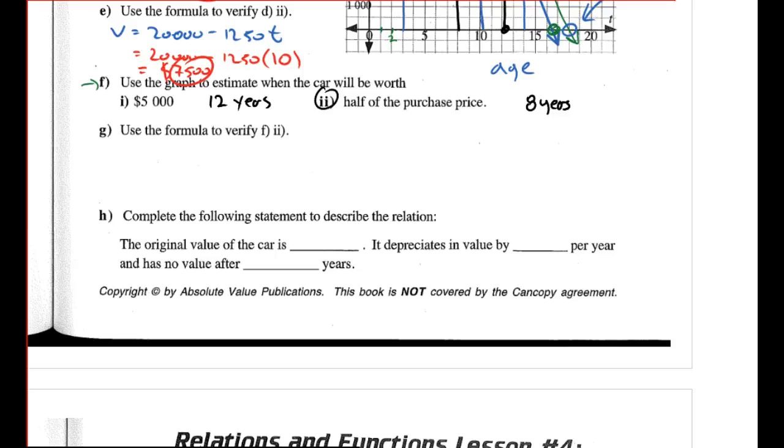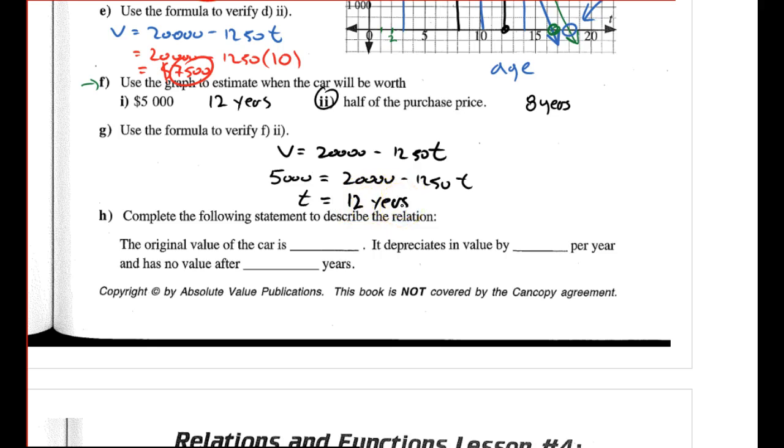Use the formula to verify, of course. So the value equals 20,000 minus 1250t. Let's check only one. I'll check the 12-year option. I will put in 5,000 and see what the time comes out to be. 1250t. And when I solve for t, it indeed will be 12 years.